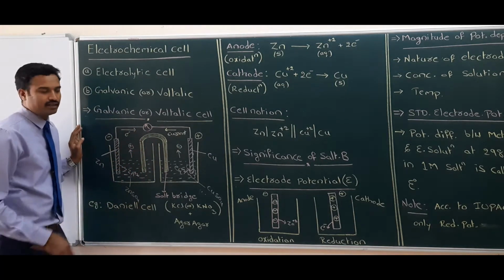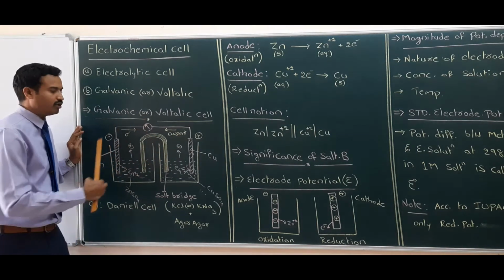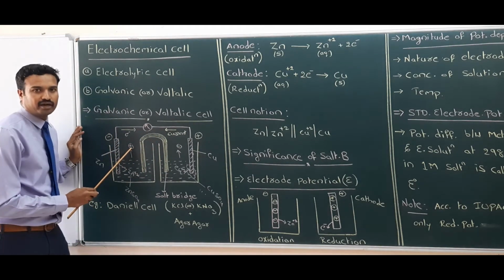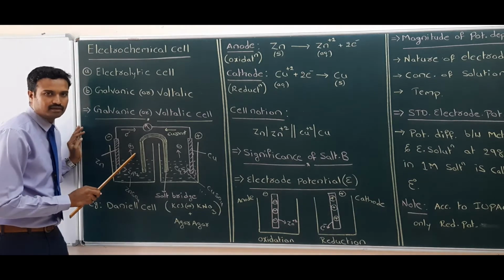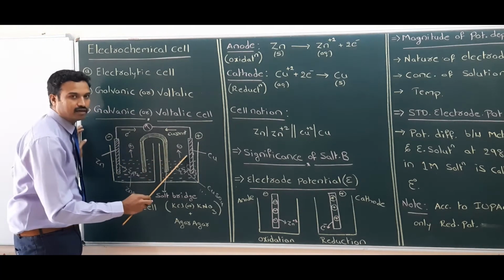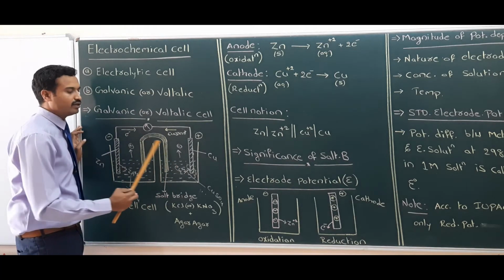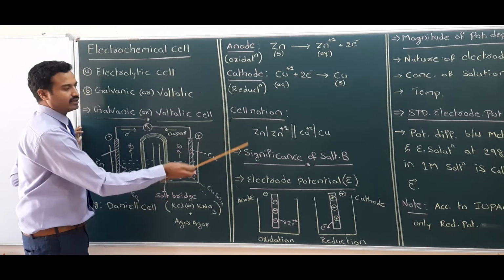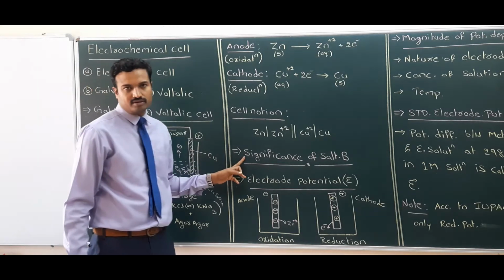To avoid this, to maintain neutrality on both sides, one side is neutralized by passing negative charges, and the other is neutralized by passing positive charges. To maintain the neutrality is the work of the salt bridge. So this is the significance of the salt bridge.